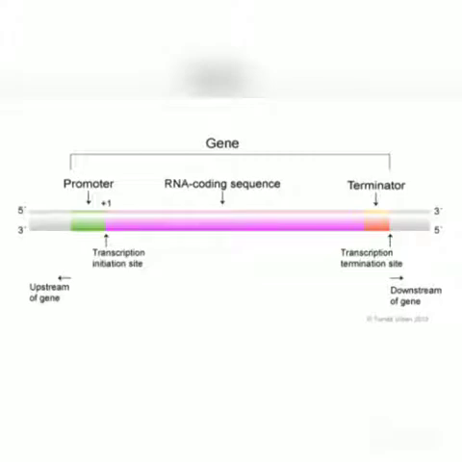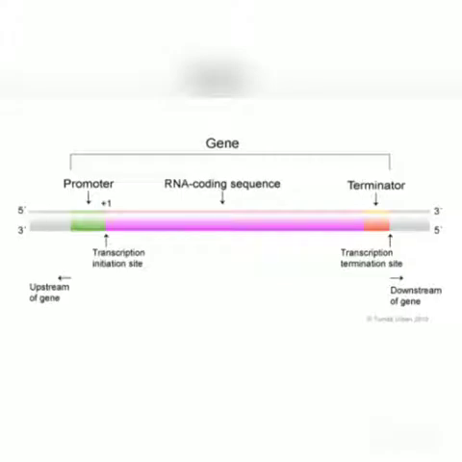Now students, in this picture you can see the various regions, that is the promoter, the initiation site where RNA synthesis will begin, and the terminator region where the RNA synthesis will stop, the coding sequence and the template sequence. The template sequence will be transcribed.